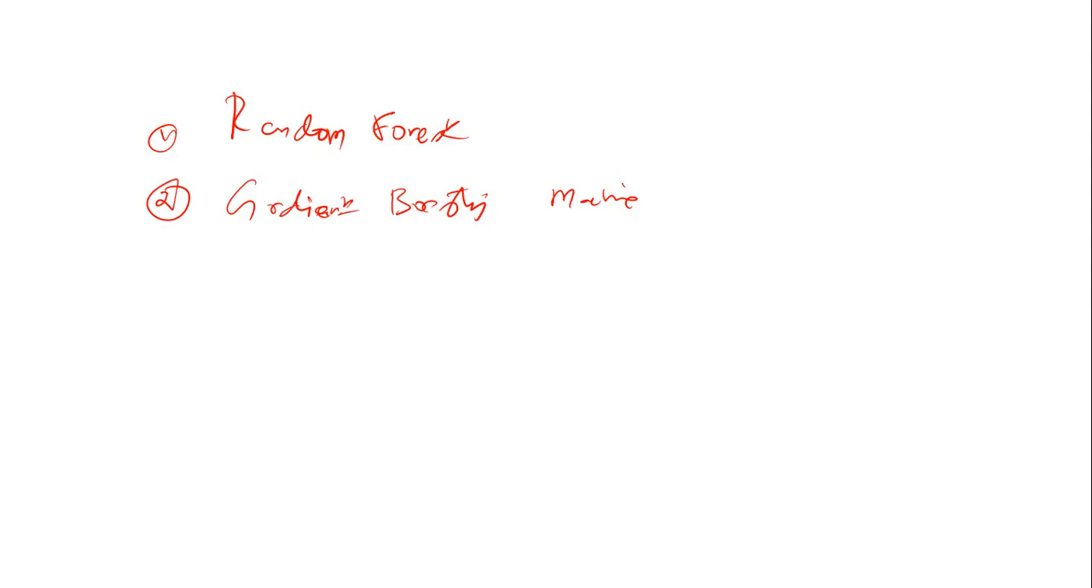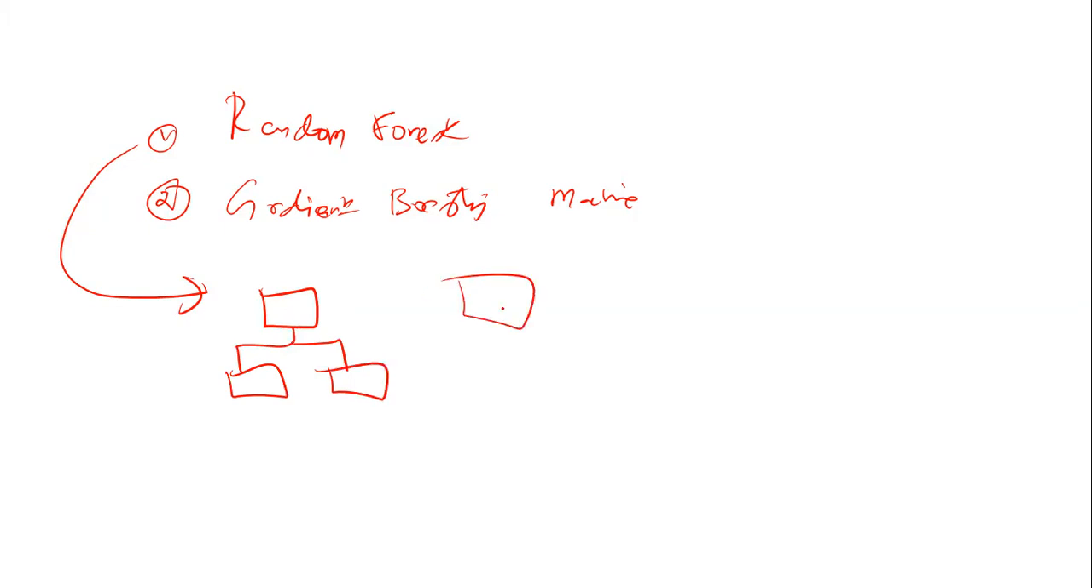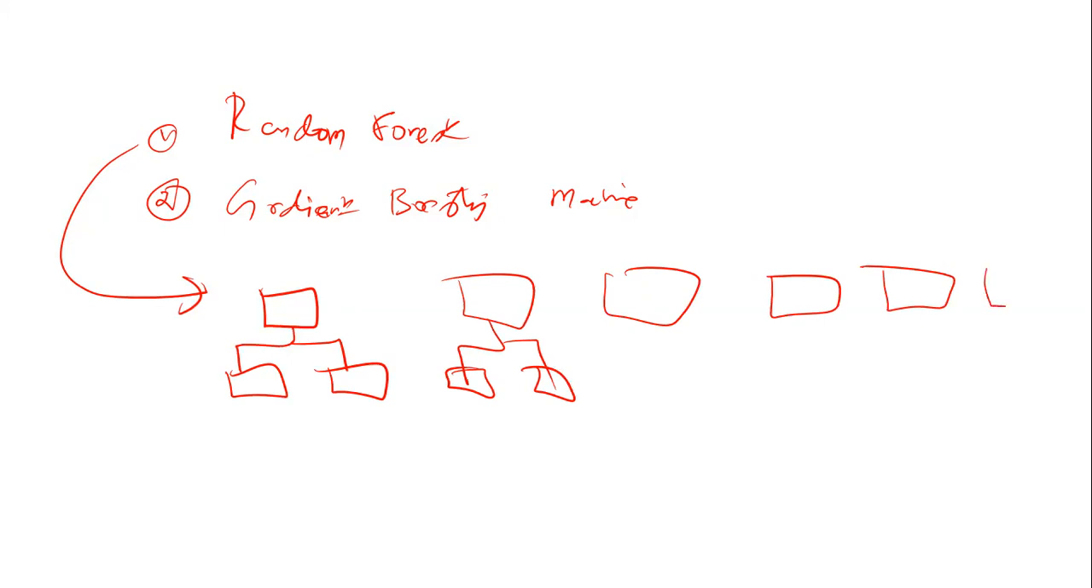It doesn't predict the class label based on an individual tree. It uses multiple trees, more than one tree. Look here, this is your decision tree. Multiple trees will come into the picture in the case of random forest: tree 1, tree 2, and 3, 4, 5, and 6.